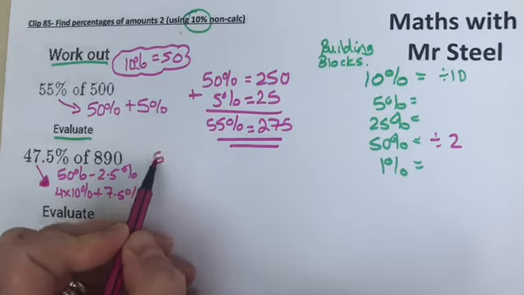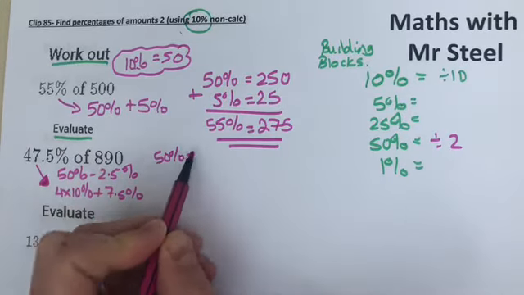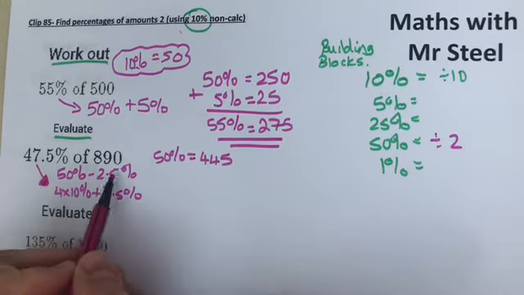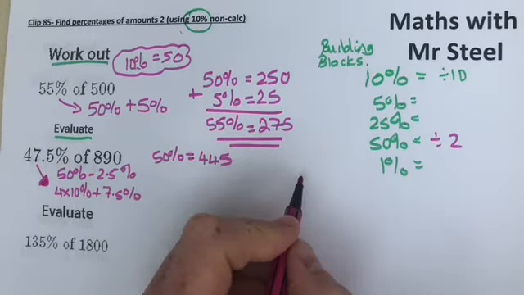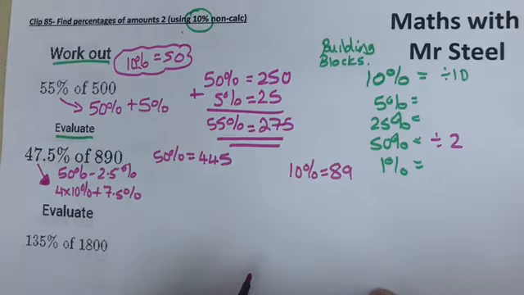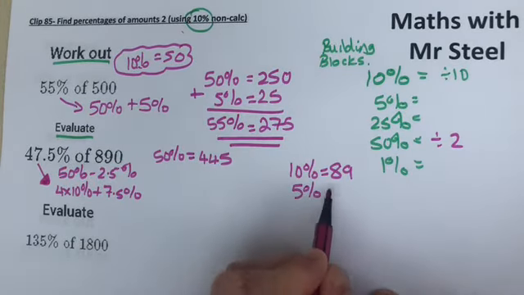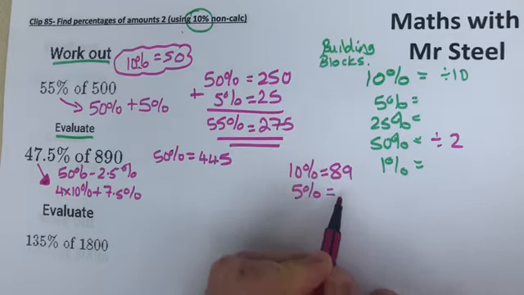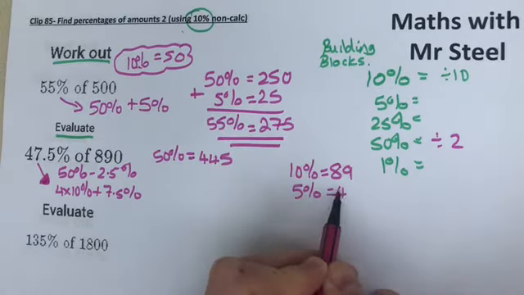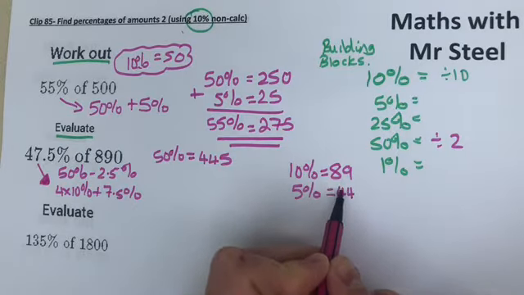So we know 50% is divided by 2. So half of 890 is 445. Half of 800 is 400. Half of 90 is 45. So 50% would be 445. So we need to find 2.5%. Right, so if I start with 10%, 10% is 89. Divided by 10. 5% is half as much again. Half of 80 is 40, and half of 9 is 4.5. Notice the link between 445 and 44.5.